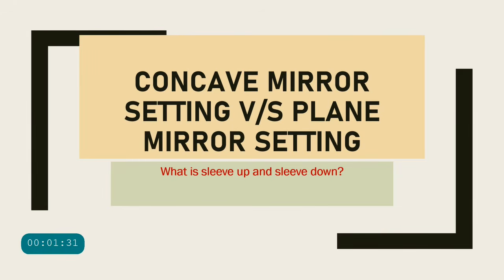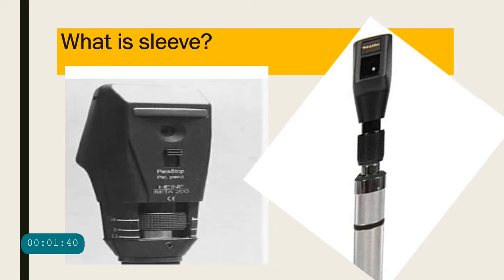So what is meant by this concave mirror setting and the plane mirror setting, and what is the sleeve up and sleeve down setting of the retinoscope? So what is meant by sleeve? I already told you, in the Heine, this is the sleeve which is present like this here. You can move it up and down and shift between the various kinds of settings, that is, the concave and the plane mirror setting. Similarly, in Welch Allyn, this is the sleeve which can be moved up and down.